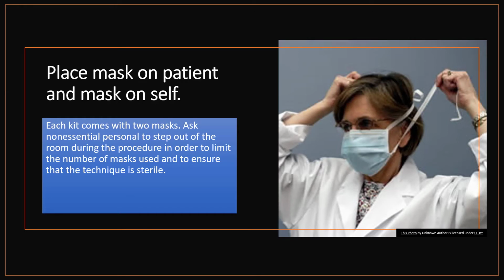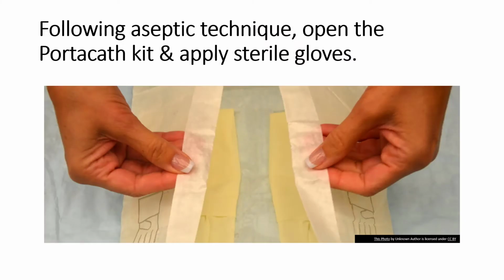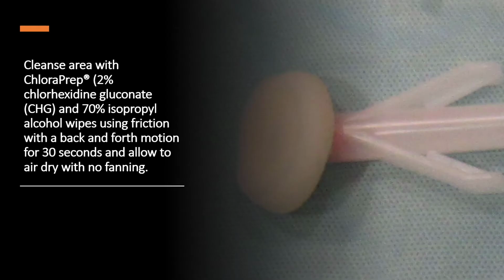So we want to place a mask on the patient and place a mask on ourselves. Each kit comes with 2 masks. Ask non-essential personnel to step out of the room during the procedure in order to limit the number of masks used to ensure that the technique remains sterile. Follow aseptic technique when opening the gloves that come with the Cath, or if you have to get your own gloves, and apply the sterile gloves.